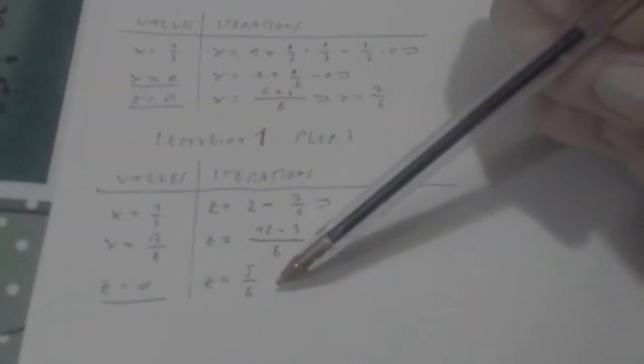So for z, the equation is 2 minus y. So basically z is 2 minus 7/6. Therefore, z is equal to 12/6 minus 7/6, which gives us the value for z, which is 5/6. So this is the first iteration, the full 3 steps of the first iteration. We have found a new guess for x, a new guess for y, and a new guess for z. Okay, now we can start for real.